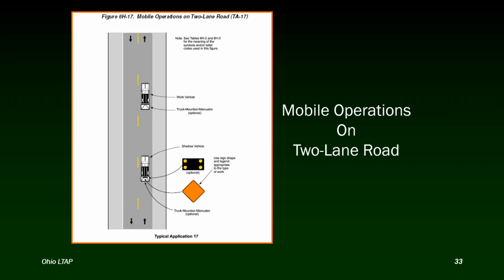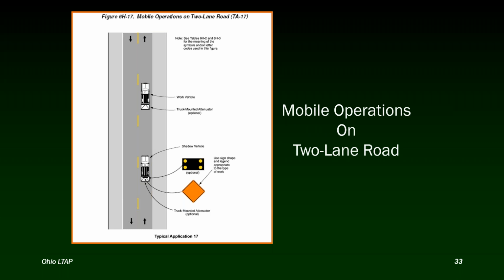And you also see a sign on the back of the shadow vehicle. So you must have a sign on the back of the shadow vehicle in this situation. And as you can read here, I'm circling it with my arrow, it says use sign shape and legend appropriate to the type of work. That's very important because the motorists, when they come up behind the shadow vehicle, usually cannot see around that vehicle. And so they need to know what's going on in front of that vehicle. An important piece of information that you need to give them is if there's workers in front of that vehicle. And so we have a specific sign.